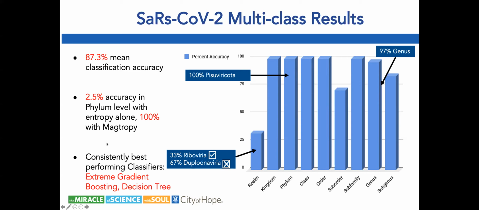And just a quick thing here in terms of the consistently best performing classifiers, this was done using extreme gradient boosting trees and decision trees. We actually used PyCaret, so we have assessed several models in a machine learning catalog for doing a comparison at all these levels. And we found that these two were the consistently best performers.